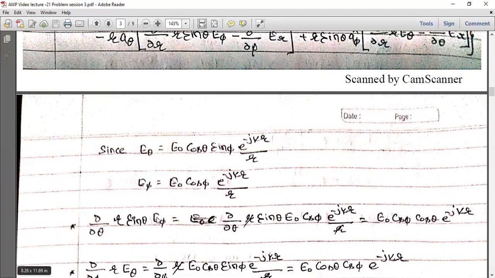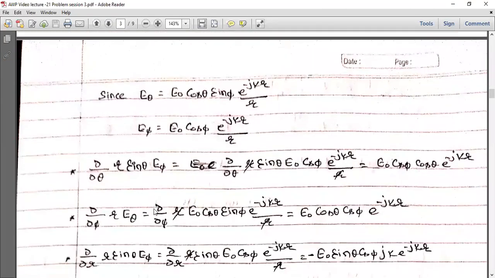So we first find the first partial differential coefficient needed for the curl. First is del by del theta of r sine theta E phi. We substitute r sine theta, and in place of E phi we substitute the whole term E0 cos phi e to the power minus j k r upon r. This r and r cancel out, and finally we have the differentiation of this term. In this term E0 is constant, so you can take it outside. When partially differentiating with respect to theta, phi and r are constant, so cos phi and e to the power minus j k r are all constant.